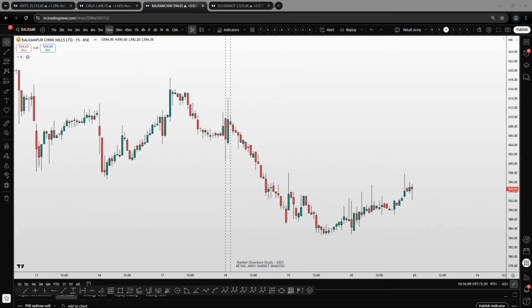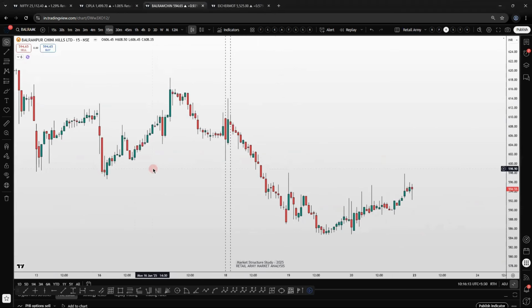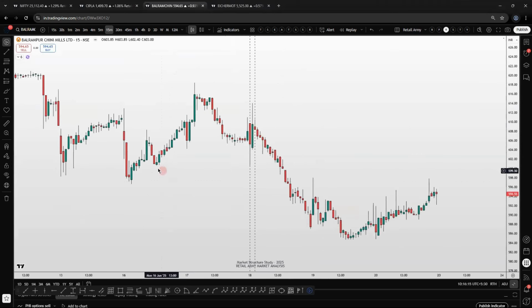Balrampur Chini, if anyone told me that there was an FNO ban, I would have looked at any other chart. But again, it was in the FNO ban list. So that's why I could not find a setup for trading. Obviously, it worked very well as per charts.